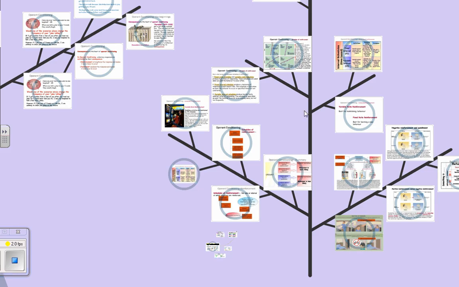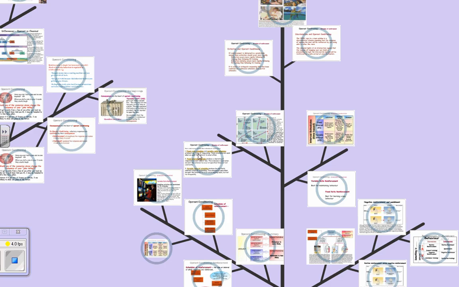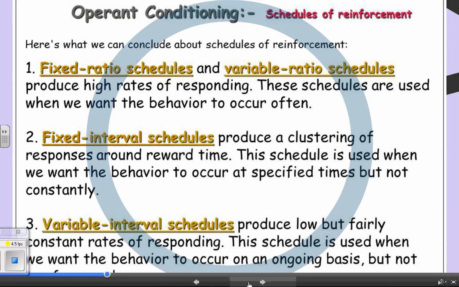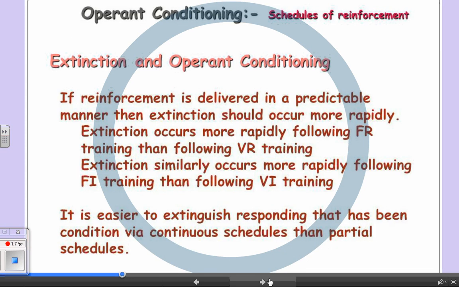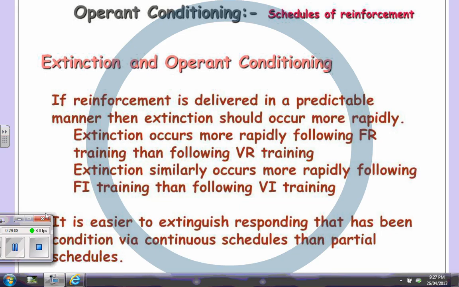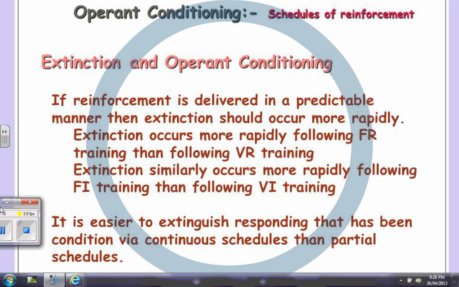So we are in the schedule of reinforcements. We were there, and then concluding the schedules of reinforcements, we were here. Now it comes. So we're going to the next level, if I have enough time. And the next level is, I have to stop somehow there. I need to discuss the extinction in the operant conditioning.